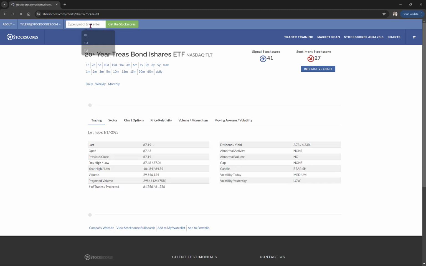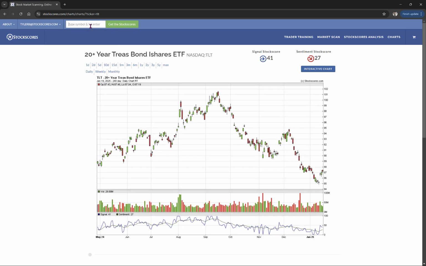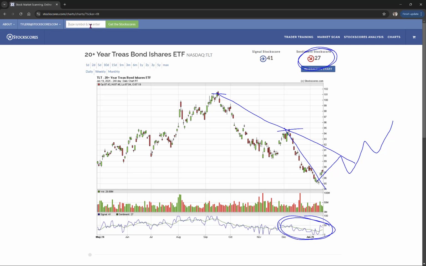TLT is the bond market chart, and you can see that it's been in the control of the sellers. It's broken this very steep downward trend. It may come up to this downward trend line, but until it can start to build rising bottoms, we have to be pretty cautious. Notice the sentiment score on the bond market, very low. And that's because that's a very weak market right now.